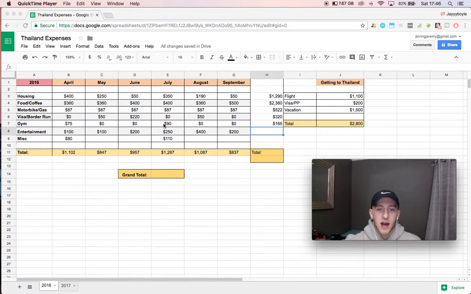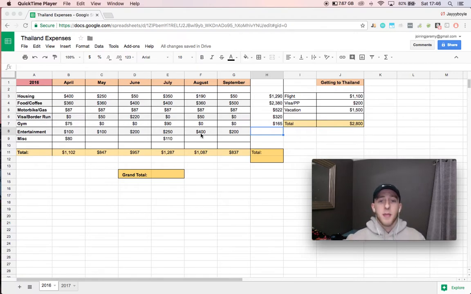This fluctuates a lot. It really just depends on how much you want to spend. But for me, it was usually about 100 to 250, and then this month I went on vacation, so I spent 400. That was on flights and Airbnbs, and then my other costs pretty much stayed the same as far as traveling. So if I traveled anywhere else in Thailand, I'd still be spending about the same amount on motorbike and food and coffee and stuff like that, which was nice.